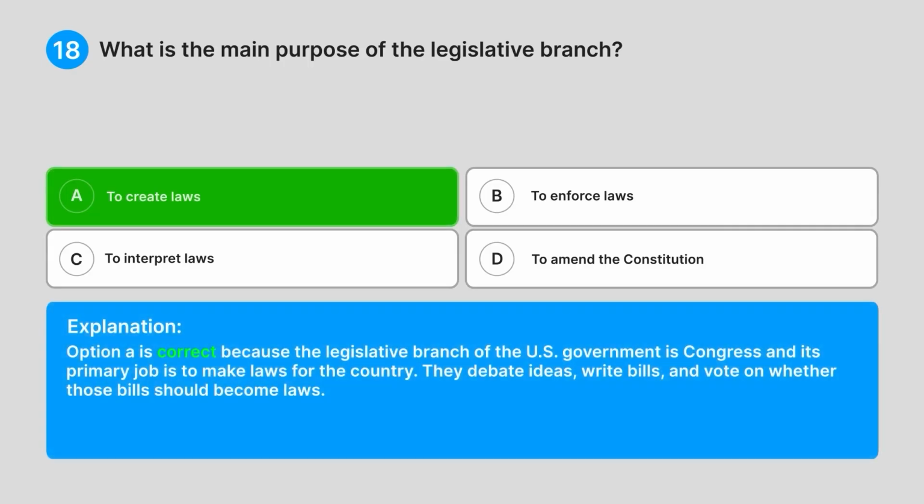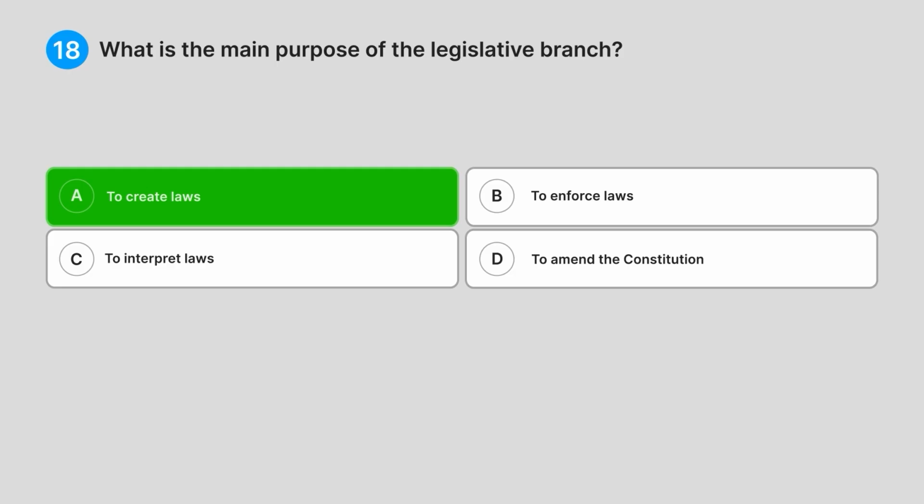Explanation. Option A is correct because the legislative branch of the US government is Congress, and its primary job is to make laws for the country. They debate ideas, write bills, and vote on whether those bills should become laws.